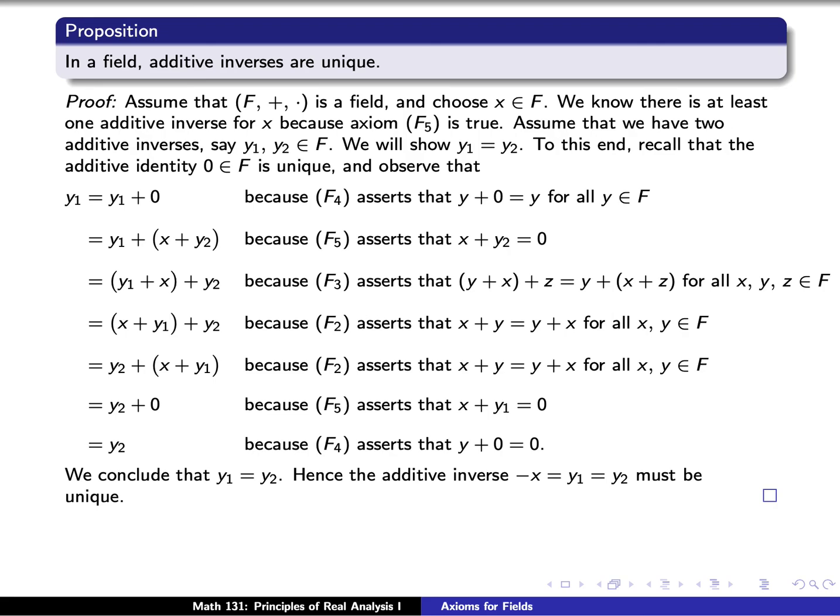Finally, we can use commutativity again, that is axiom F sub 2, to swap around y sub 2 to bring that up front, and finally use the fact that we have additive inverses again to know that x plus y sub 1 has to be 0. Using now the additive identity property F sub 4, we see that y sub 2 plus 0 is y sub 2, and we're able to conclude that y sub 2 does indeed equal y sub 1. So again, we know that our additive inverse must be unique.